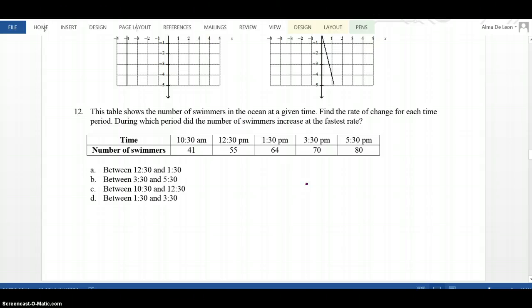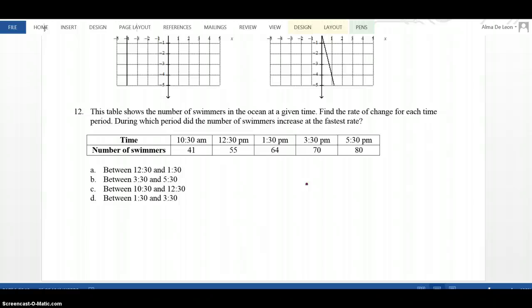Number 12 is a bit tricky. In number 12, I'm told that the table shows the number of swimmers in the ocean at a given time. Find the rate of change for each time period. During which time period did the swimmers increase at the fastest rate?